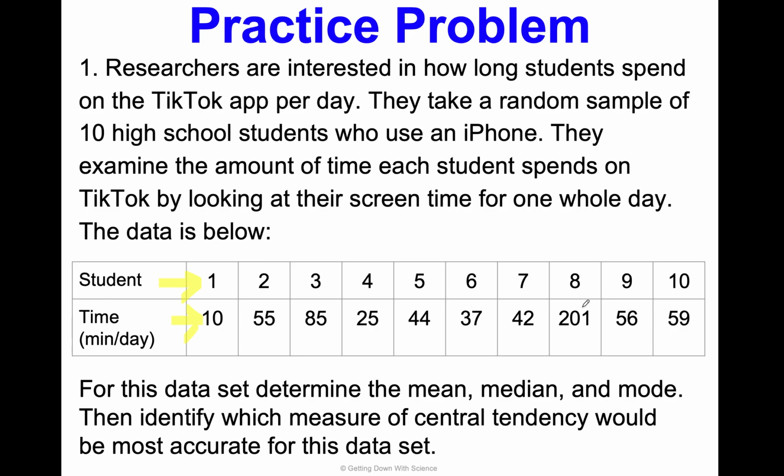You can see, again, we have some outliers, 201 minutes a day versus 10 minutes a day. For this data set, determine the mean, median, and mode, then identify which measure of central tendency would be most accurate for this data set. Please answer this question on your own. I'm going to be looking for it in your packets.